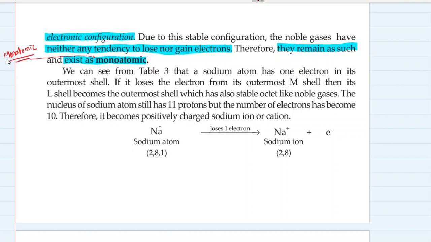Monatomic means mono, which means one. Atomic means there is one atom in each molecule of a noble gas. That is, noble gases do not exist as molecules. They exist independently as atoms. Noble gases are such elements in the periodic table which exist as independent atoms in the universe, you can say.